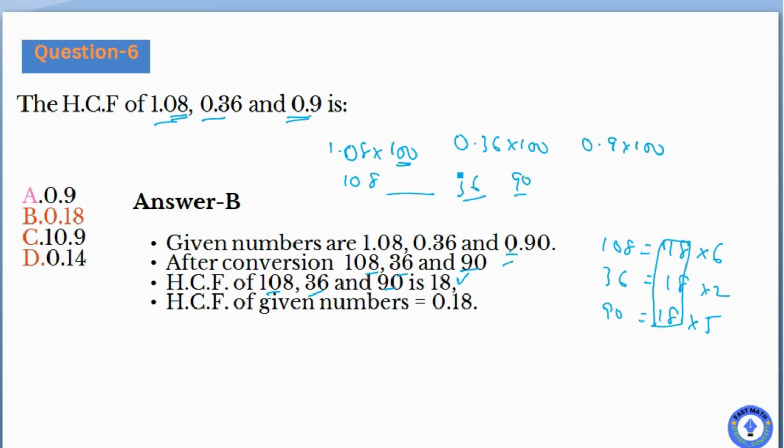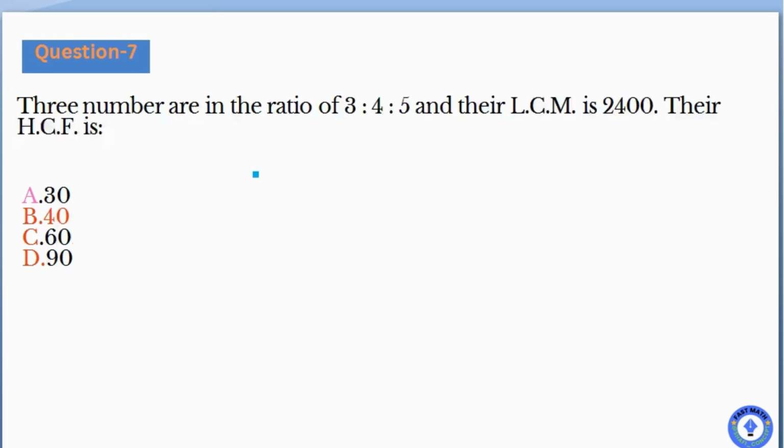That's why the HCF of these numbers is 18. But initially for conversion we have multiplied with 100. After conversion, what will it become? It is 18. When you multiply, again you have to divide it, so that you have the answer. 18 divided by 100, what will it become? 0.18 is the answer. That is B. Let's move to the next question.